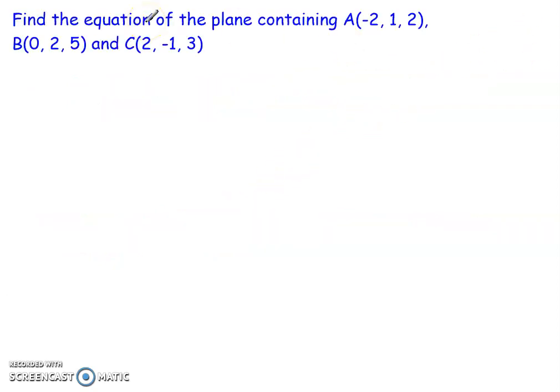So the first one was find the equation of the plane containing the 3 points A, B and C given here. Now, this one is quite similar to if we were given two lines, two vectors upon the plane. So let's imagine I've got my plane here, and there's my 3 points, my A, my B and my C.